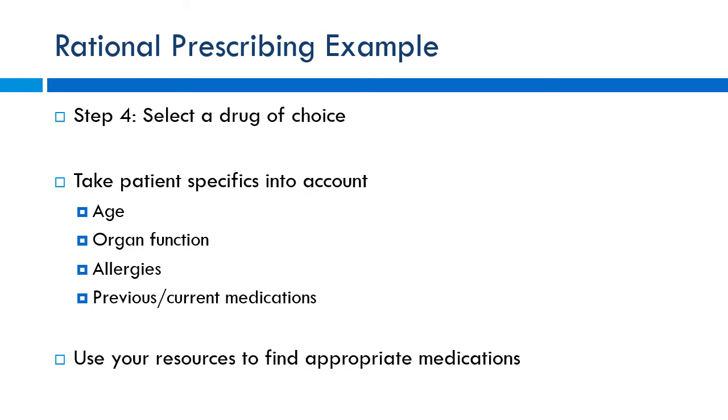You're going to go to your resources. You're going to go to things like UpToDate. It's going to give you information: okay, this is the disease state, this is the likely organism, this is the drug of choice based on that, right? So again, also look into things like the age of the patient. That can affect what kind of dose you're going to be giving them. Look at organ function. Look at allergies. Obviously, if they have an allergy to penicillin, I probably don't want to give them penicillin, right? Or look at their previous or concurrent medications.